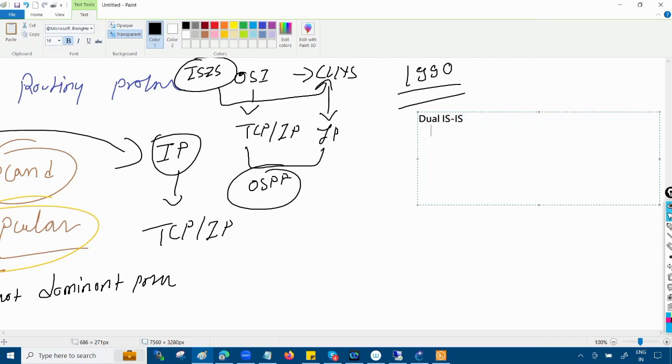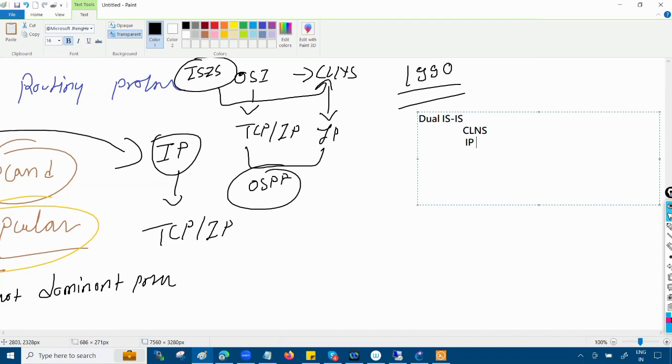Now this IS-IS protocol can be implemented for CLNS. We are still in the 90s right now. People were using CLNS, and we can also use it for IP. It means I can use the IS-IS protocol for OSI, and at the same time for the TCP/IP protocol. That's how the history came.